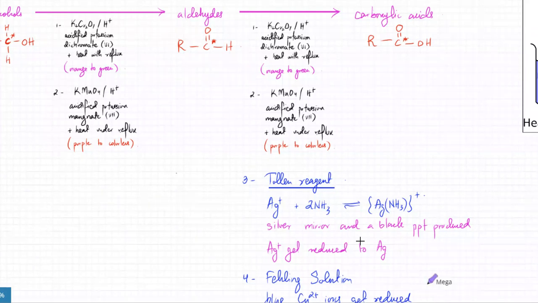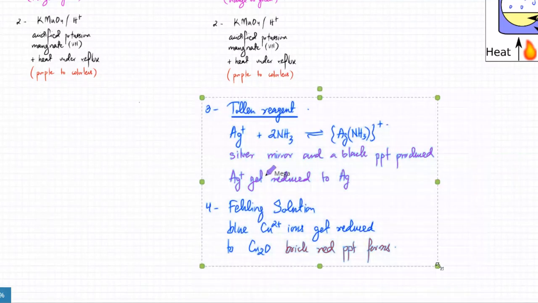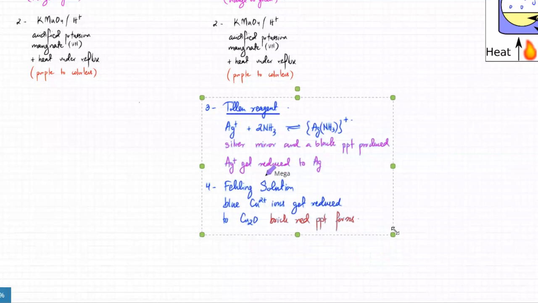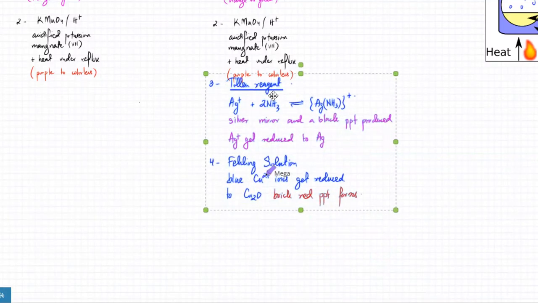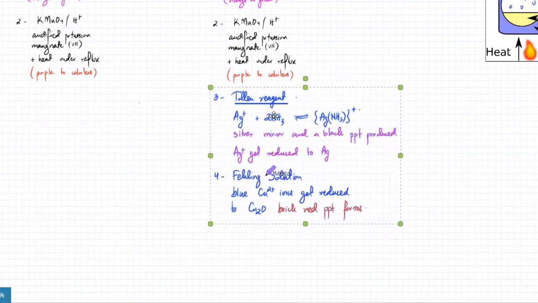So brick red precipitate forms, and that's about it. So two extra reagents are for oxidizing aldehydes. ठीक है तो ये दो extra जो है ना तो total चार हो जाते हैं. So there are four different reagents that can do the job for you.